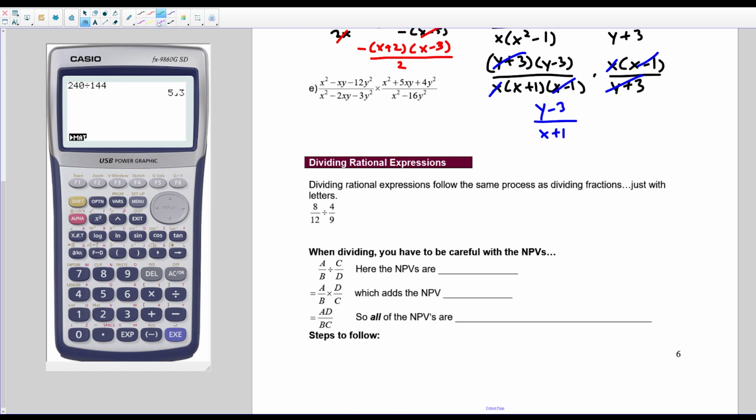For this last one, it's a bit of a challenge question, so you can pause the video and then unpause to check your work.